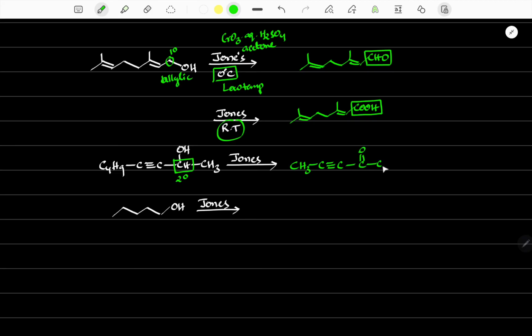Secondary alcohol will be converted into ketone. Next one, primary alcohol, simple primary alcohol, or you can say aliphatic primary alcohol. When it is treated with a Jones reagent, whether it is at low temperature or high temperature, this primary alcohol carbon will be converted into the corresponding carboxylic acid.